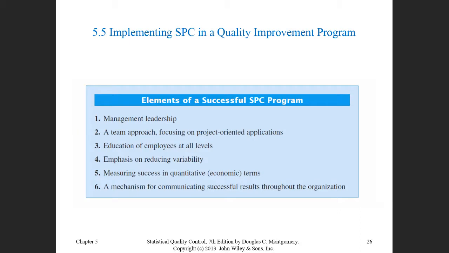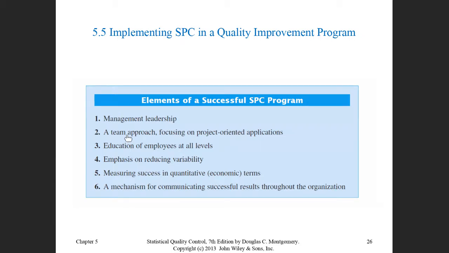Implementing SPC in quality improvement, to have it succeed, you need the collaboration of management leadership. Otherwise, the SPC will not succeed, because after you identify the root causes and the problems, you are going to be required to resolve them, and that needs authority. So if the management leadership doesn't collaborate with you, then that will not help in improving the process.